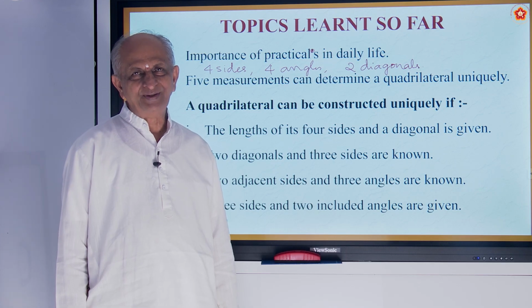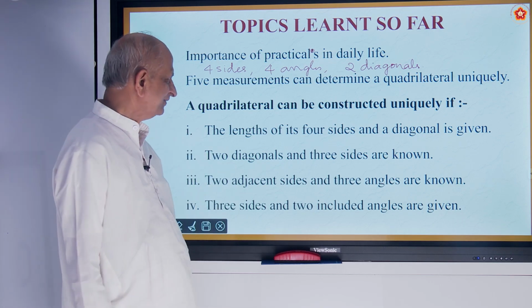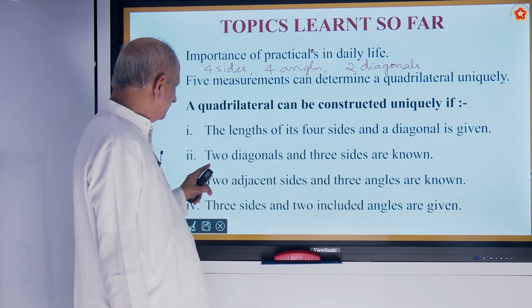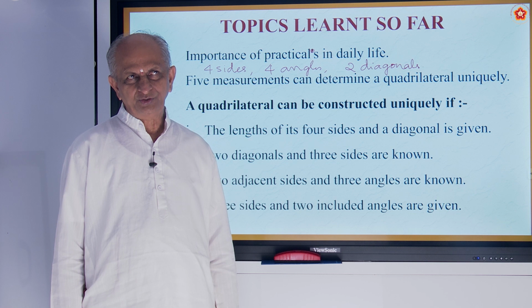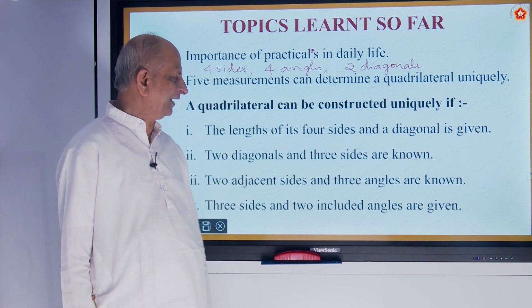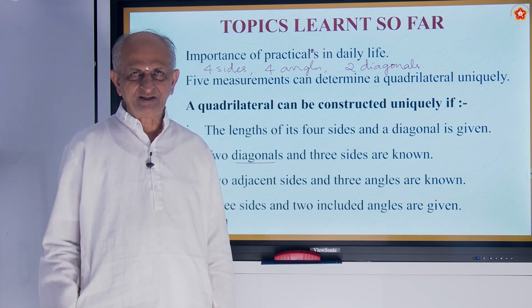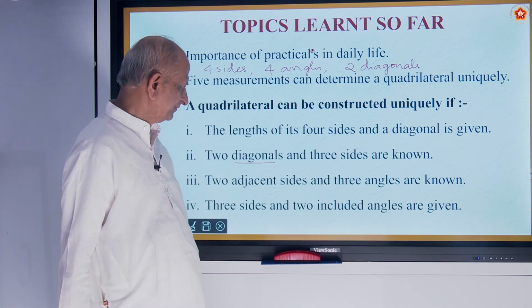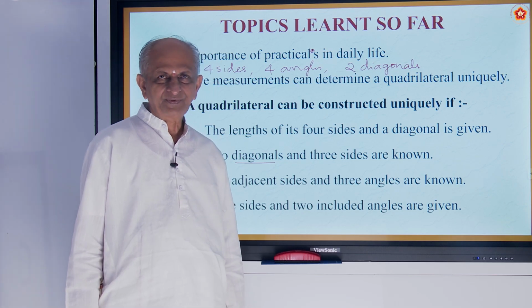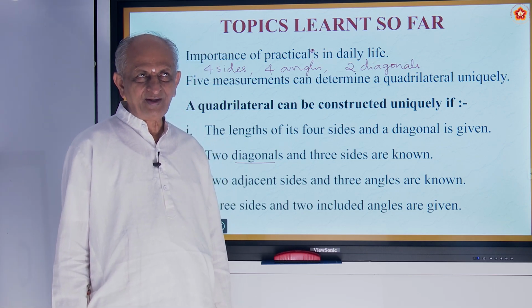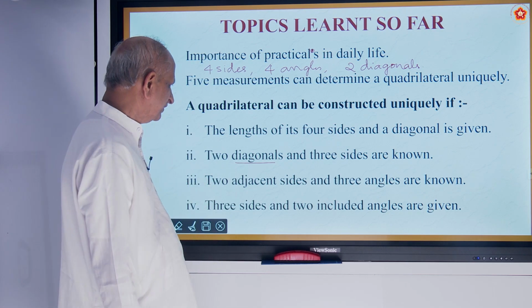How do you measure the lengths? By using an instrument called a scale, correct? And the second one: 2 diagonals and 3 sides are known. What is meant by a diagonal? A diagonal is a line segment which connects 2 opposite vertices. How many diagonals can you draw in a quadrilateral? Yes, you can draw 2 diagonals, correct?